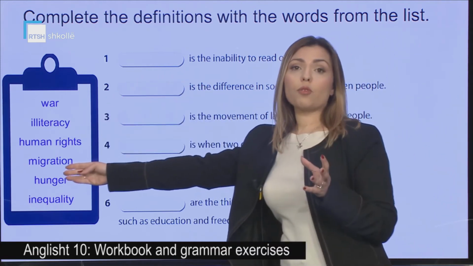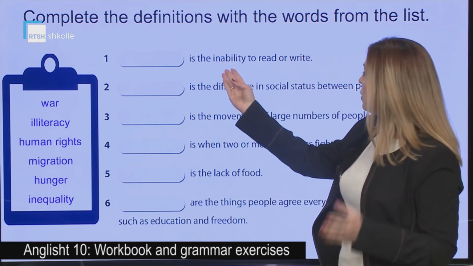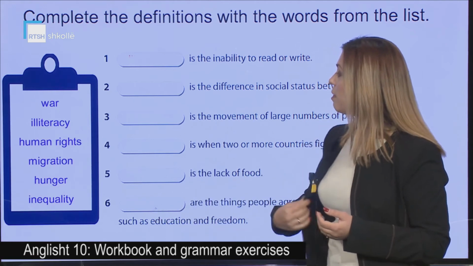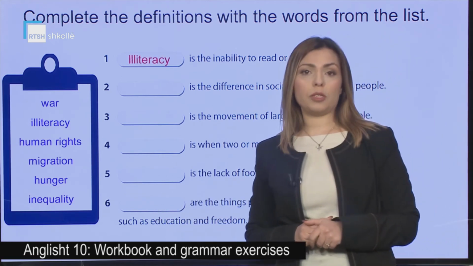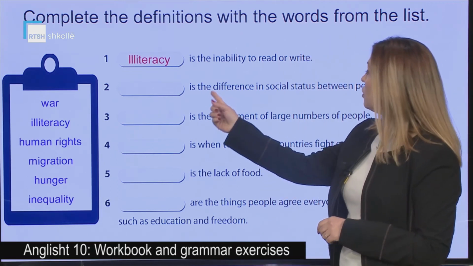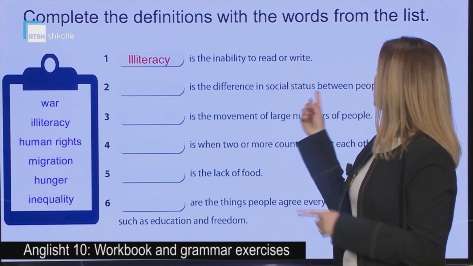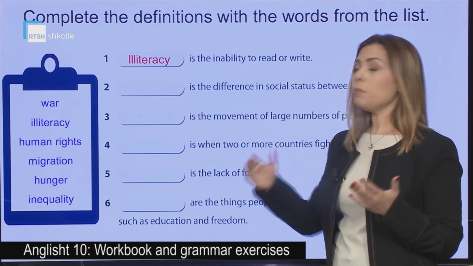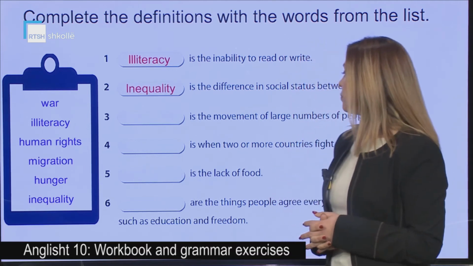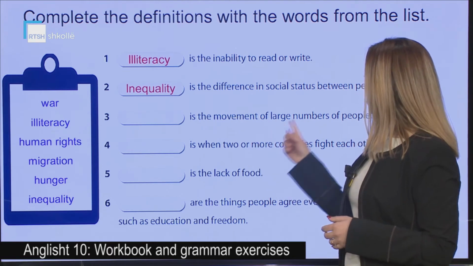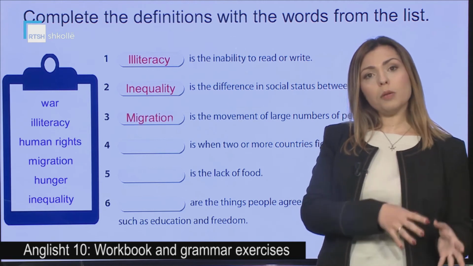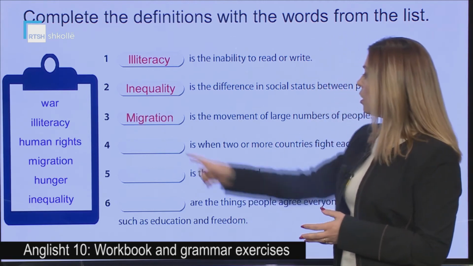I would like you to find the word that means inability to read and write. What was that word? We said it is illiteracy, when people cannot read or write. The difference in social status between people, when people are not equal, is called inequality. The movement of large numbers of people, when large numbers migrate from one place to another, is called migration.